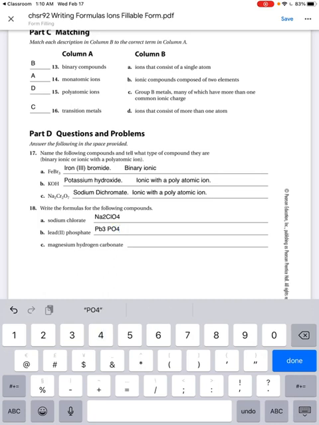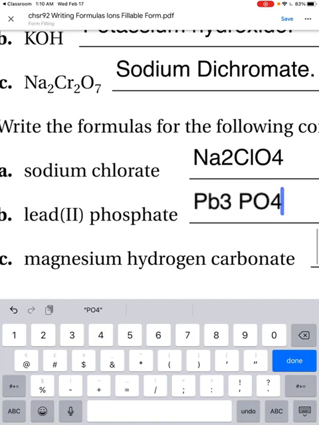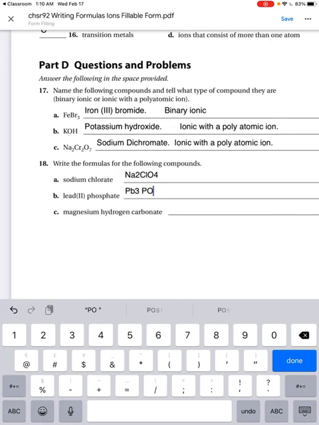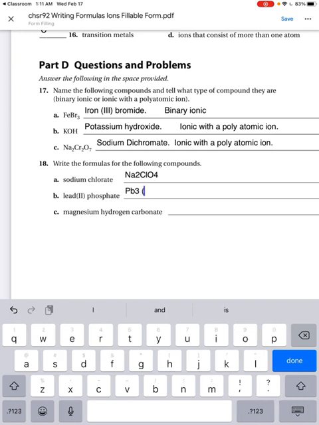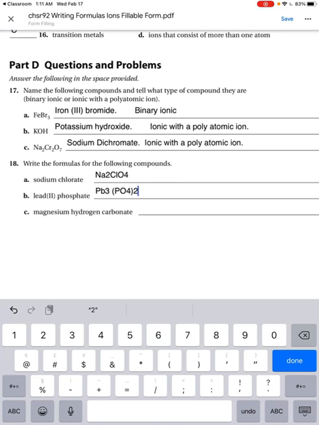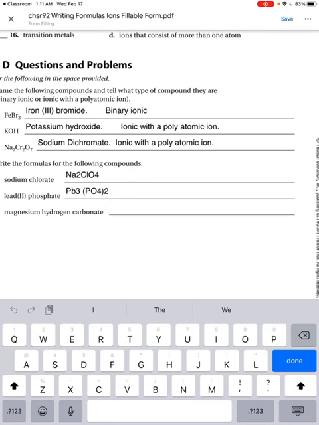And I forgot, I'm going to need to, oops, I can't move my cursor. So let me go back and do my parentheses and do my PO4 close parentheses, and I would need 2 of those because they are minus 3 each. Again, those numbers would be subscripts.